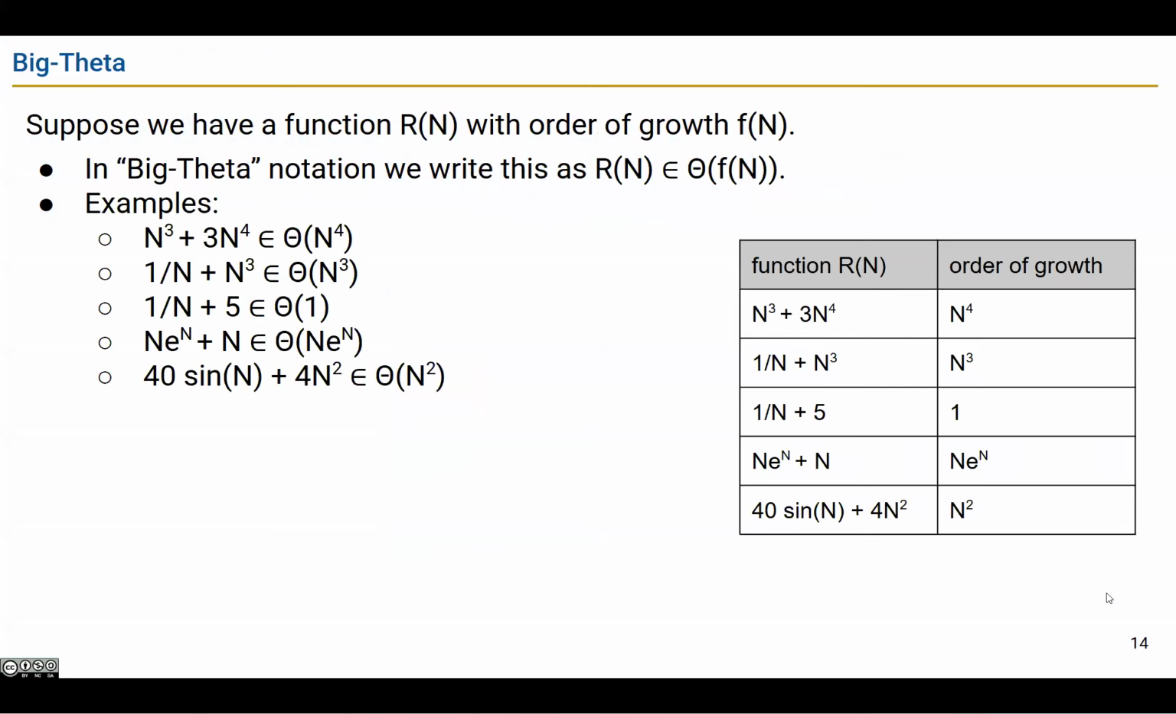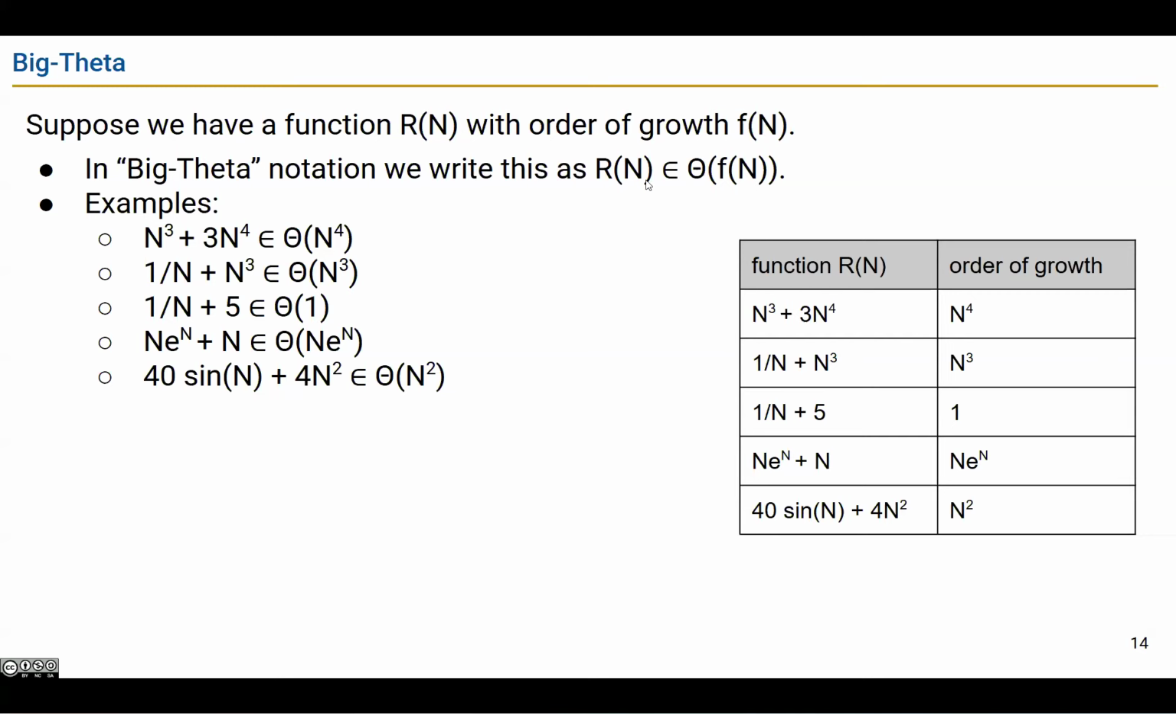So in big theta notation, these are true statements. You will be writing these as 1 over n plus n cubed is contained within the theta n cubed family. In effect, theta n cubed denotes all functions that grow as fast as n cubed. And we're saying that this 1 over n plus n cubed is one item within that.